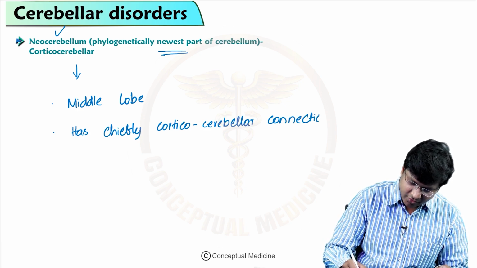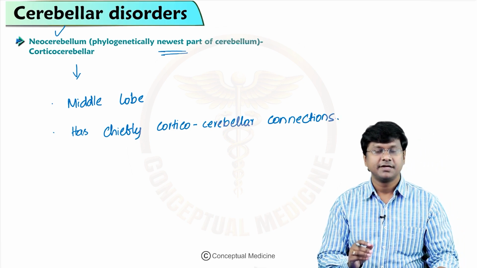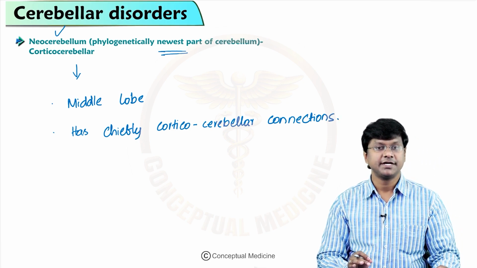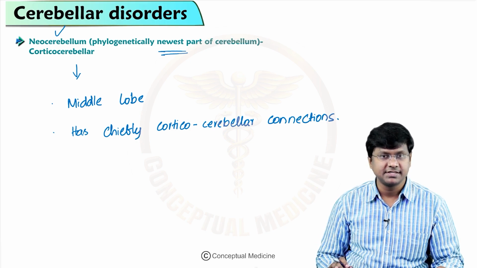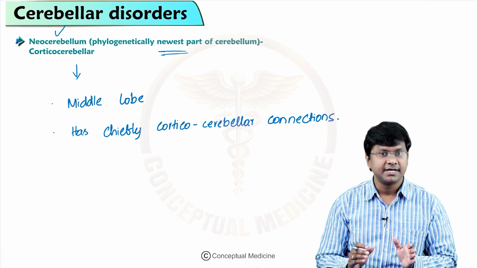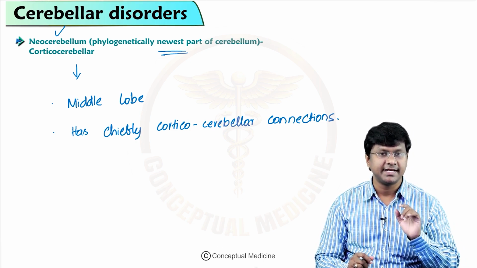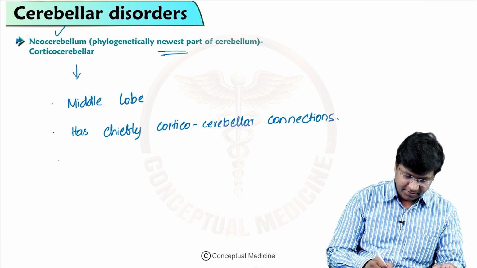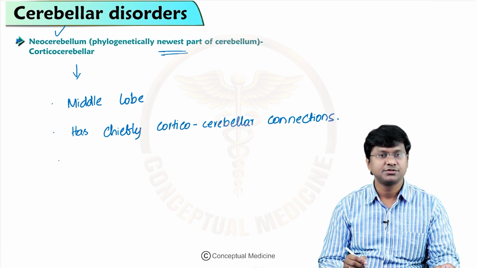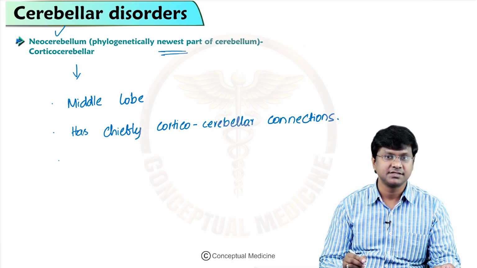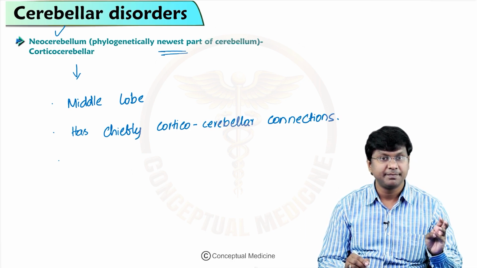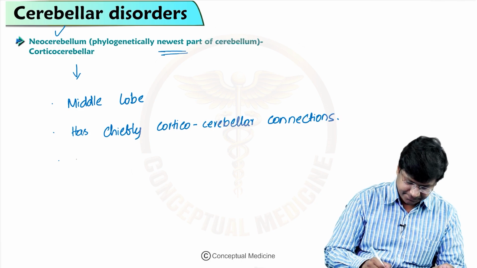Right, it has chiefly corticocerebellar connections. That means it connects the cortex and the cerebellum, with many connections between the two. And what is the primary function of the neocerebellum? It is primarily concerned with regulation of the pyramidal movements of the body, right?